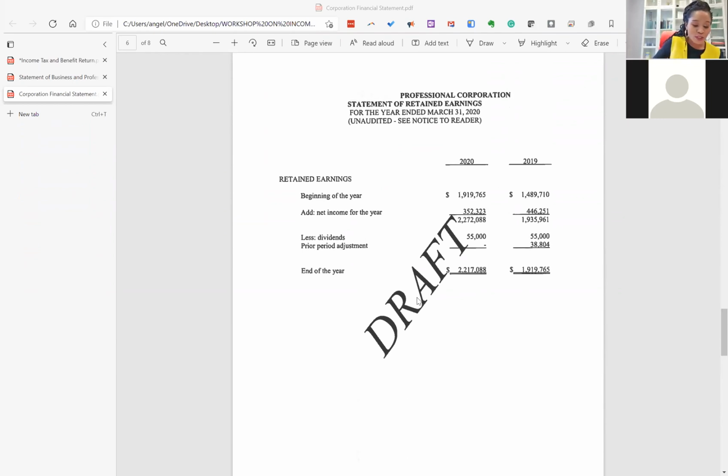So for most sole proprietors, their income would generally be the net amount after they've deducted their expenses from the business. But for corporations, there would be two sets of books. Because the corporation is its own separate entity, you would have the corporate income tax returns and the owner/shareholder's income tax returns.